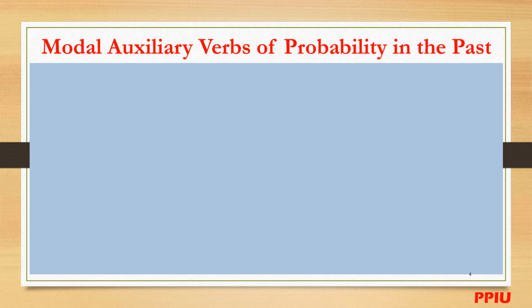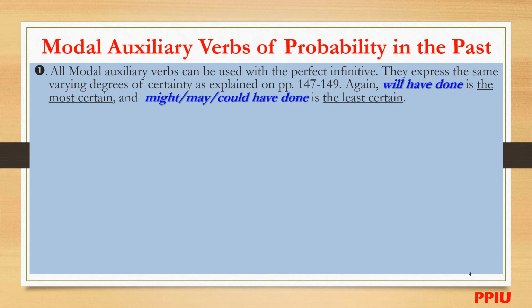Okay, we talk about modal auxiliary verbs of probability in the past. We can say that all modal auxiliary verbs can be used with the perfect infinitive. Perfect infinitive means modal verb plus have plus verb 3, like what we have learned in the last unit. And here they express varying degrees of certainty, as explained on pages 147 to 149.